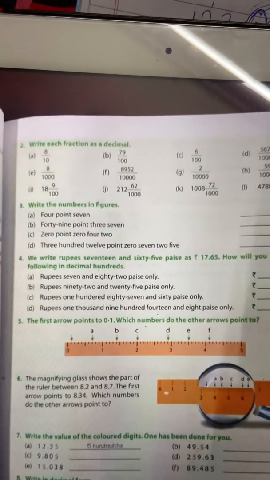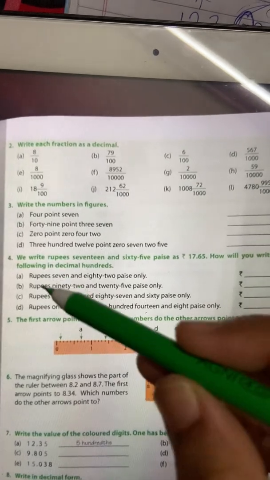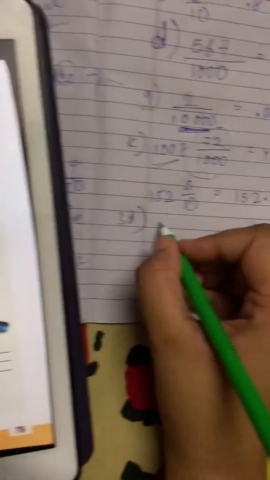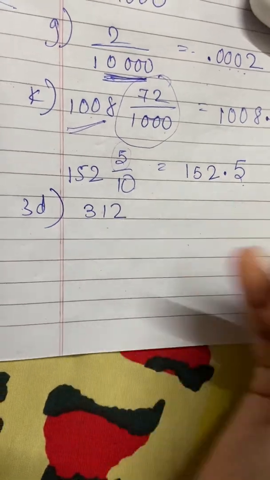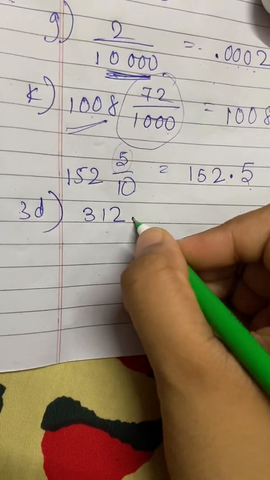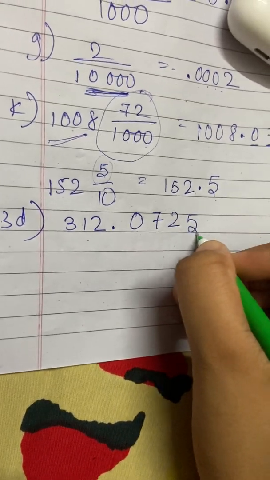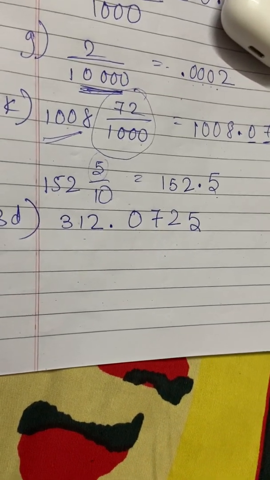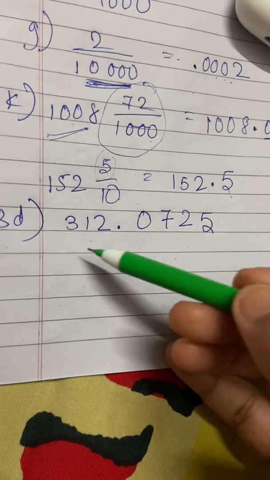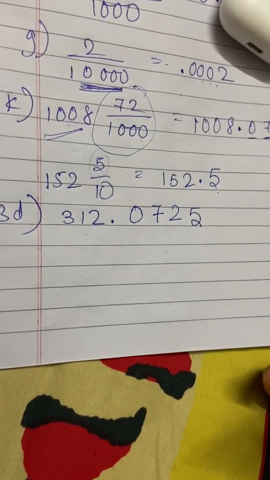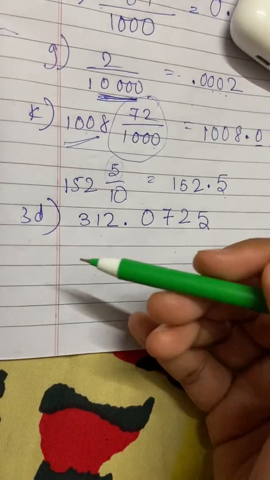I'll do one question only. 3D, 312. So I'm writing 312. Then it's given point, so point 0725. It's very simple. They have written in words, you have to write the numbers in figures. Now question 4.